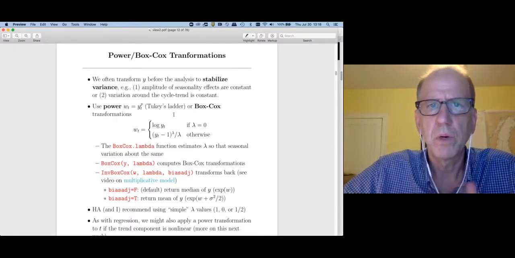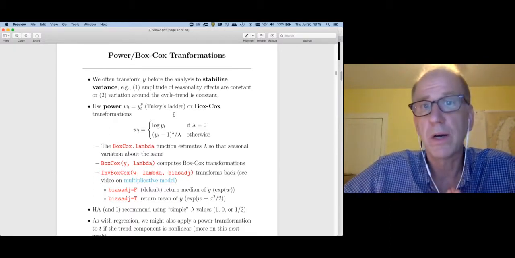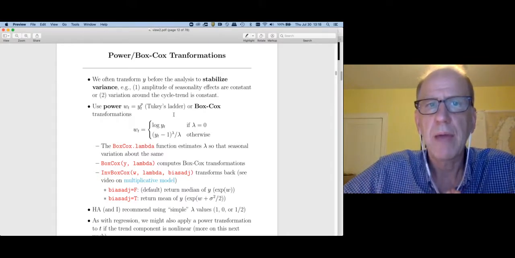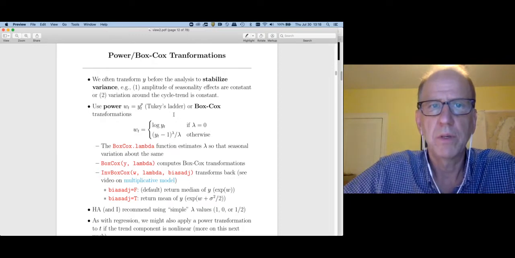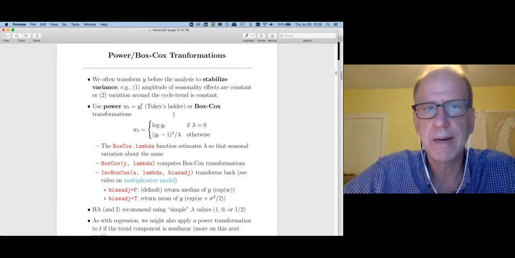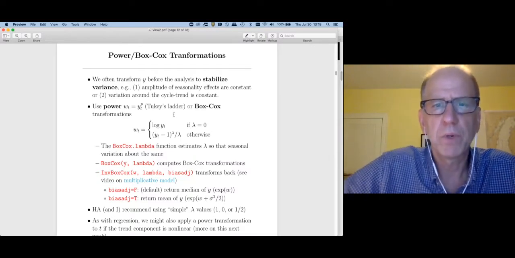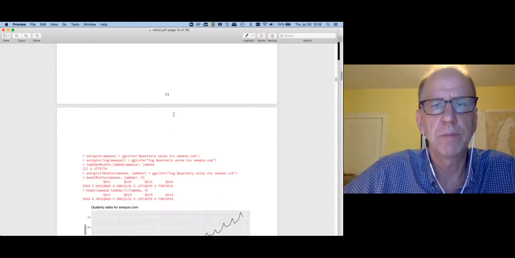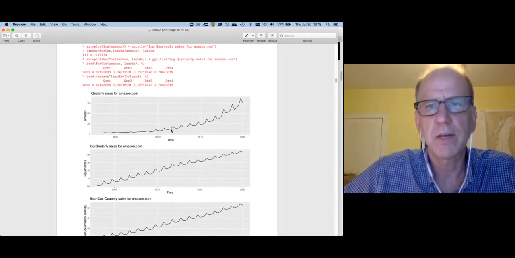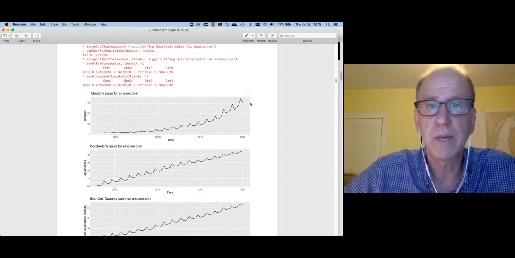So, in a previous video, we saw how Amazon's sales are increasing over time, and the variation around the trend was also increasing over time. So we're gonna look at that picture right here. So you can actually see how the amplitude of that seasonal effect increases over time.